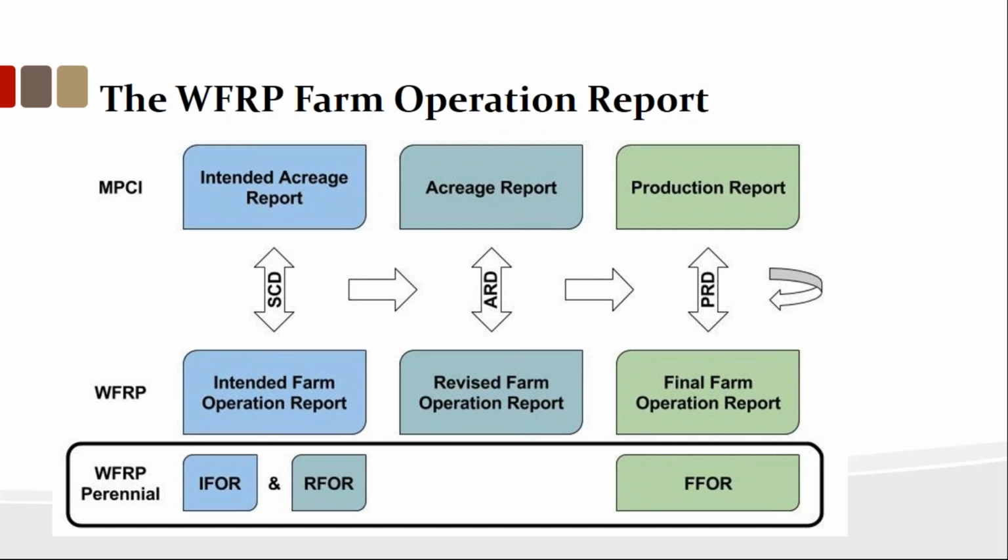This is sort of the way it works on the operation report. You put in an intended report that has got to be done by sales closing date. So this thing is front loaded, where on your normal MPCI at sales closing, all you got to do is get a signature pretty much. Then you've got to get the production. Then you've got to get the acreage report. With this, you've got to do all that up front. So there's a lot of upfront work.